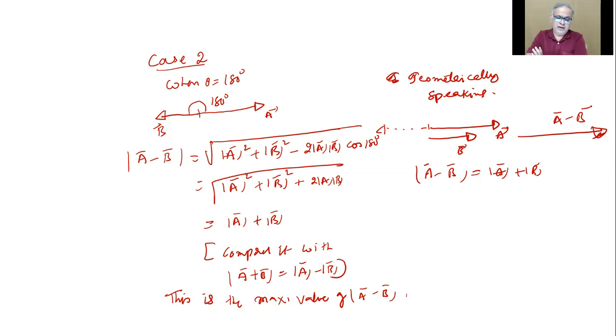So when the angle is 180, the vector difference becomes maximum. The magnitude of the vector difference becomes maximum.